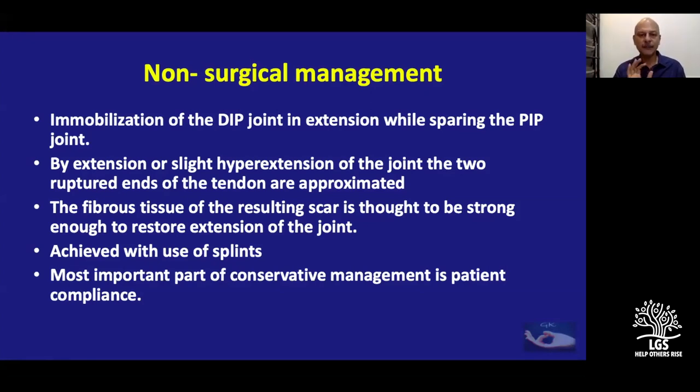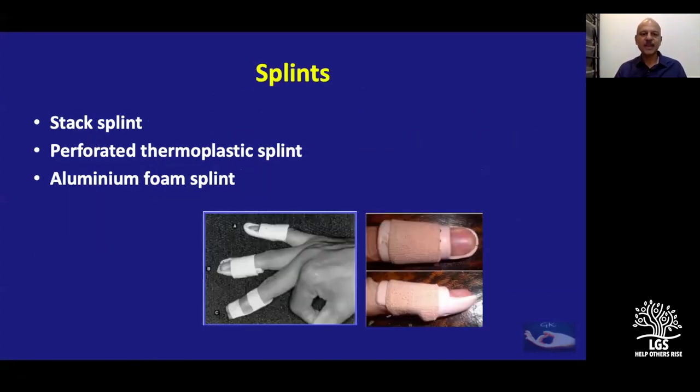The most important part of the conservative management is patient compliance, because they're going to attach a splint. That splint is going to be detachable. If the patient keeps throwing it away, it will not act. And remember the time period, 6 to 8 weeks. So as I said, there are three important splints. The stack splint, this is called the stack splint. It comes like this. Here, this is the stack splint. And it keeps the finger in minimal hyperextension. You can have a perforated thermoplastic splint, which you may all have seen, or the aluminium foam splint.